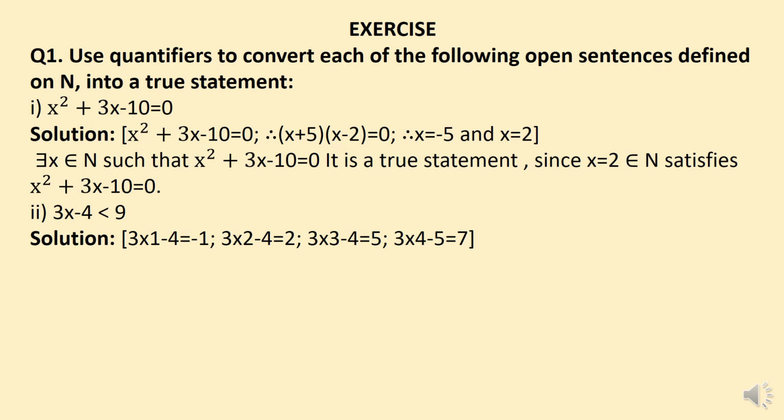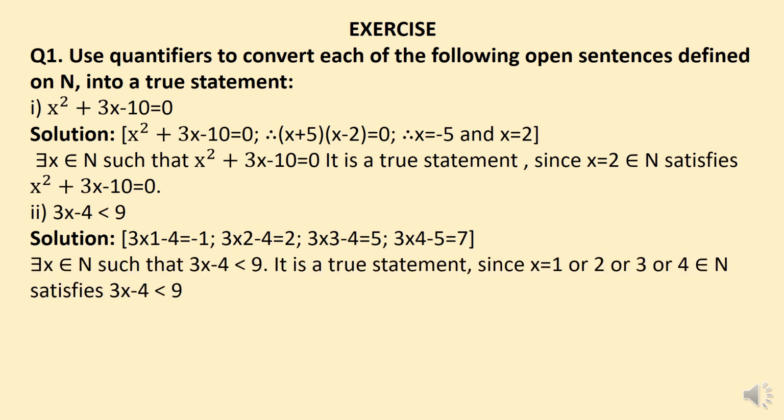So we write the actual solution this way. There exists x belongs to N such that 3x minus 4 less than 9. It is a true statement because x equal to 1 or 2 or 3 or 4, which belongs to N, satisfies 3x minus 4 less than 9. Is the concept more clear now?